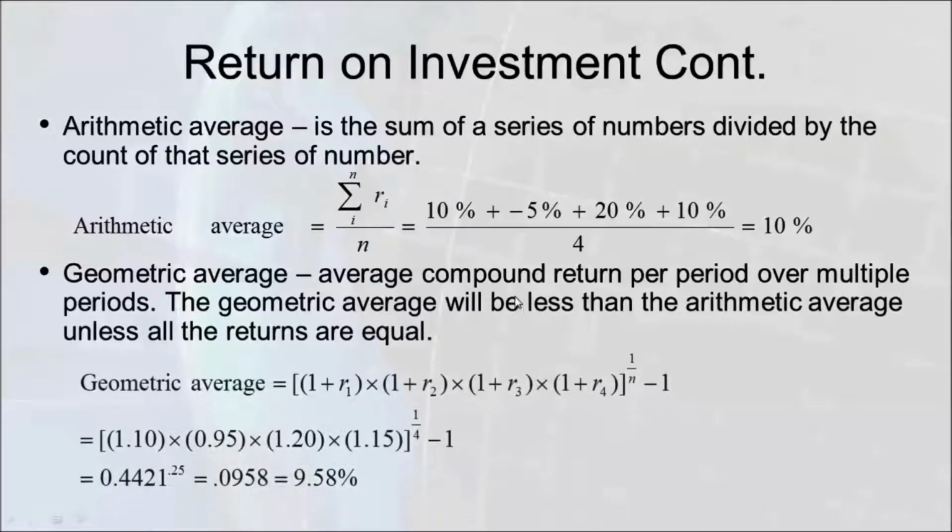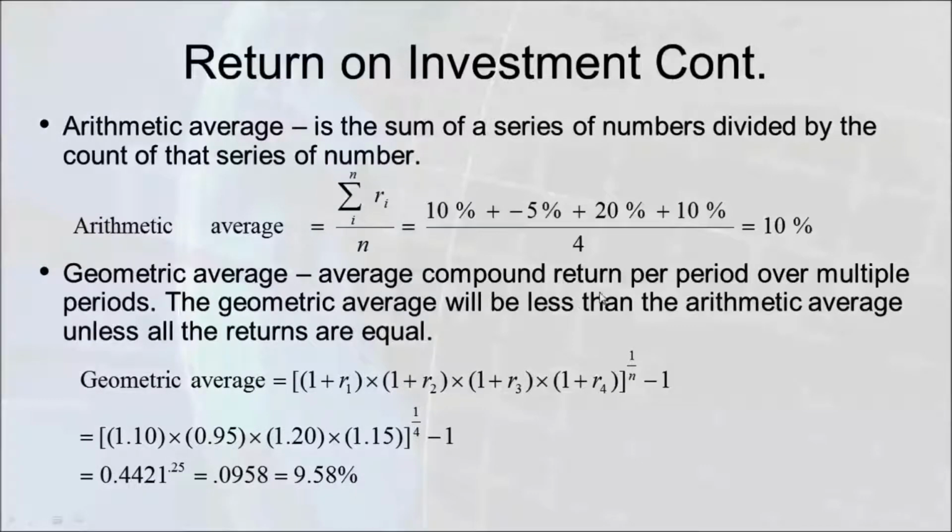Geometric average, on the other hand, is an average compound return over multiple periods. Geometric average will be less than the arithmetic average unless all the returns are equal. In this case, these returns are not equal, therefore it's going to be a little bit less. So let's compute the geometric average. Basically, you are using the same holding period return formula here, and you raise it to 1 over n, and subtract 1.